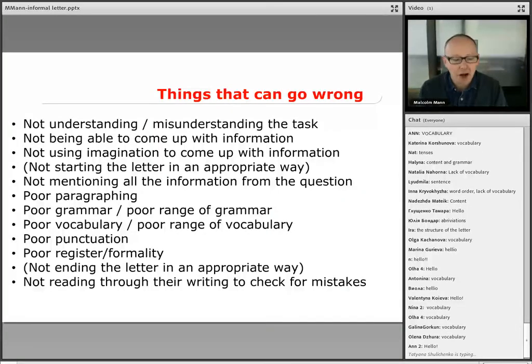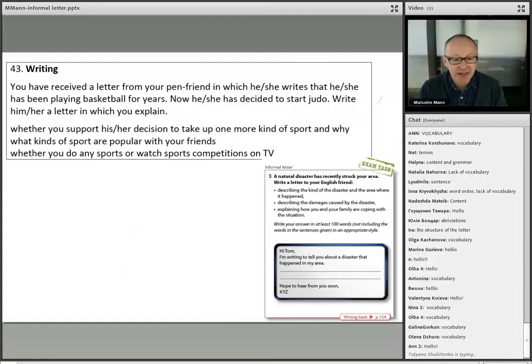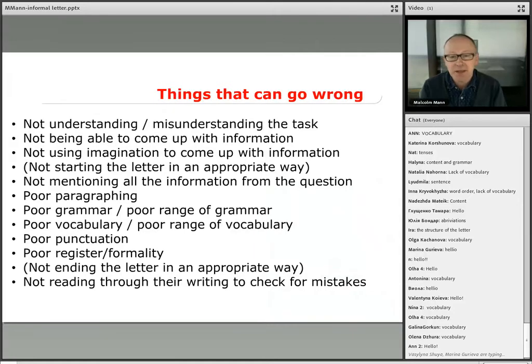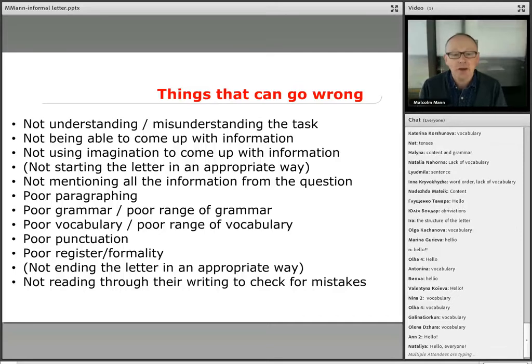Understanding the task. Actually, there's a lot of text in that writing task and a lot of vocabulary: take up a sport, decision, support. If the students don't understand the task, or they misunderstand the task, so they think it's asking one thing when it's actually asking another thing, then they're not going to be successful.